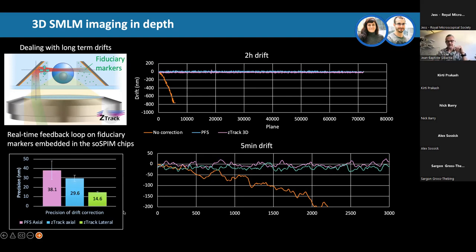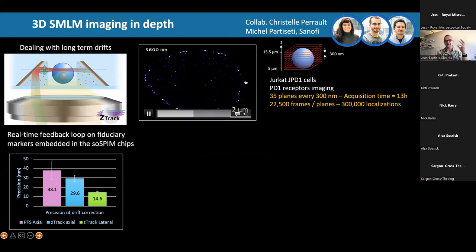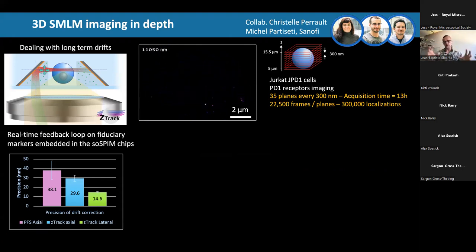Just a bit of summary. We are now able to correct any drift with an accuracy below 15 nanometers, which in our case is small enough that we maintain the light sheet at the position of the focal plane. And of course, any remaining drift can be corrected offline like in any traditional single molecule localization microscopy. And here, for the first time, we are able to collect the entire cell, let's say automatically. We also use the fiducials to realign the cells.